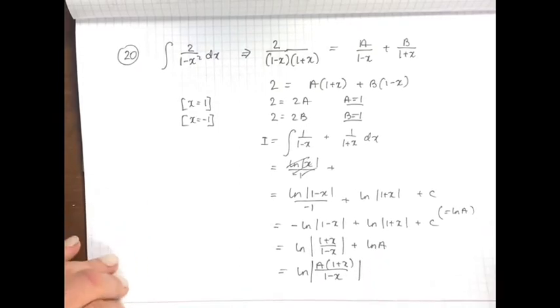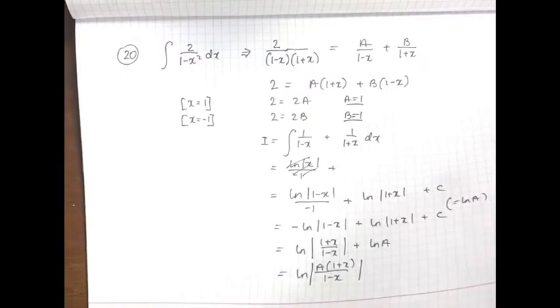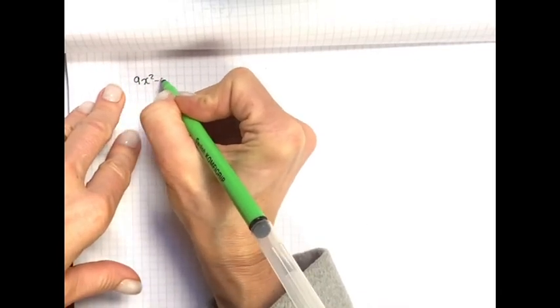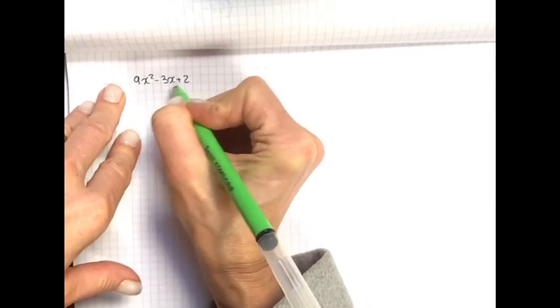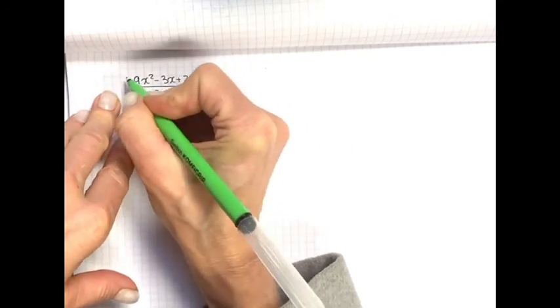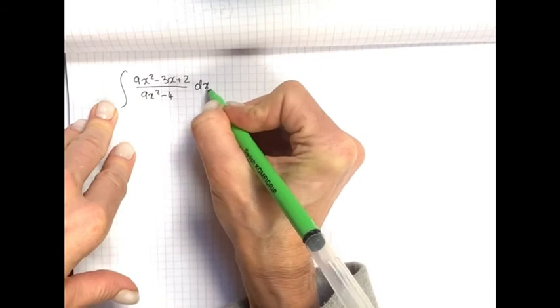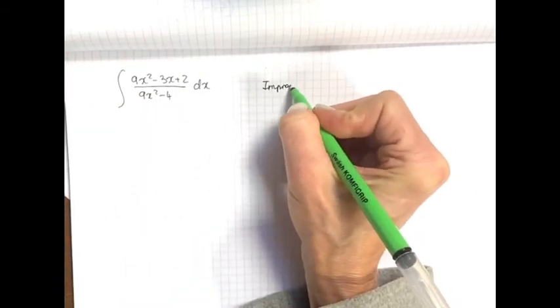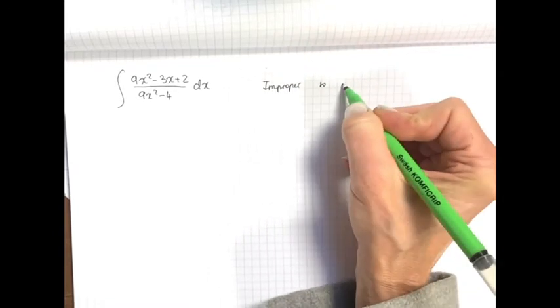Okay, moving on to example 21. This time we've got 9x squared minus 3x plus 2 over 9x squared minus 4. We've got to find the integral of that. Now this is an improper fraction, so we need to divide.